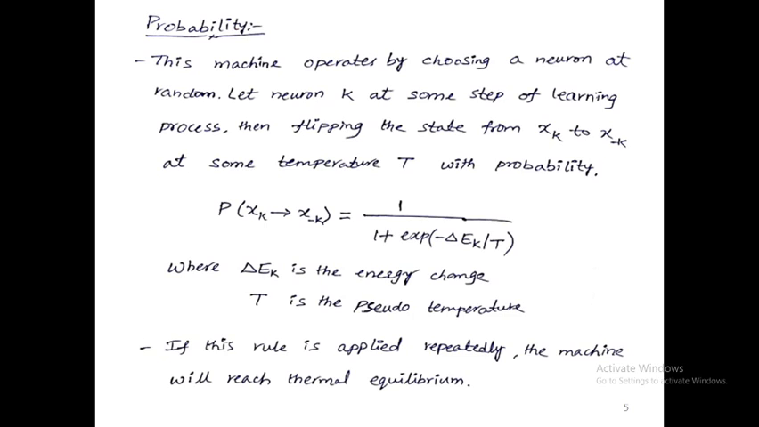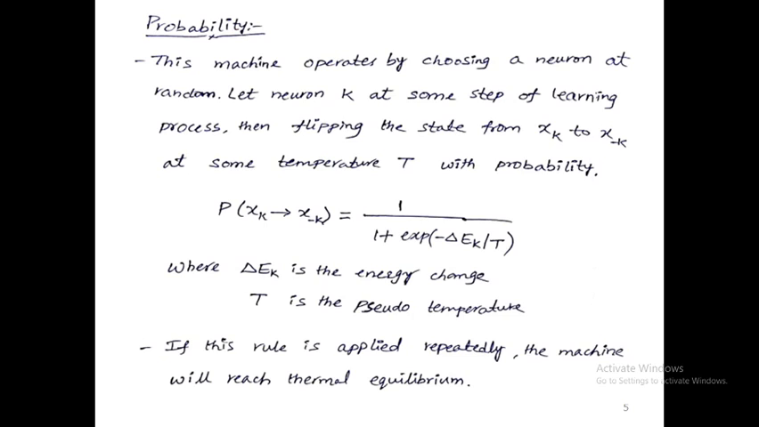What is the probability function to get that state of the neurons? This machine is operated by choosing a neuron at random. It means the neurons will be selected randomly. Let's consider neuron k at some step of the learning process. As the learning process continues, the machine will select the neurons randomly. If the machine selects the neuron k, then it flips the state from xk to -xk, which means from the on state to the off state or from the off state to the on state.